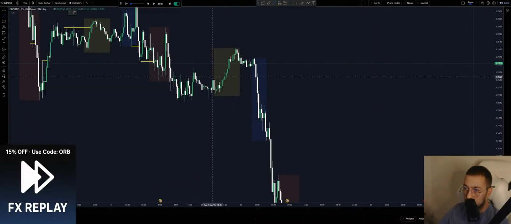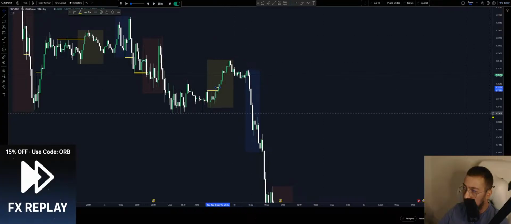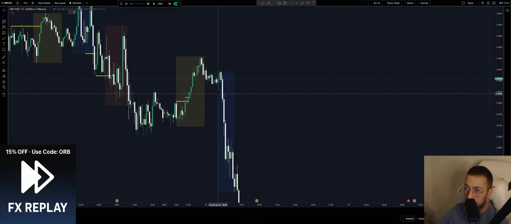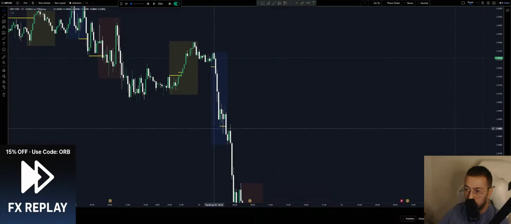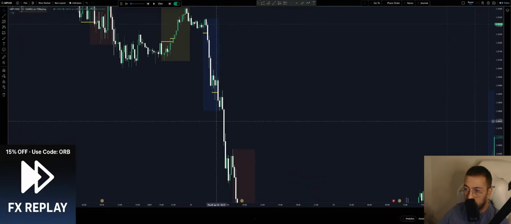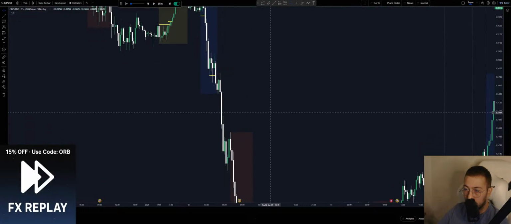See here you have a change of character. That's a swing, break of structure. We are bullish, and then here the price changes character. We are still bullish until we have a break of structure to the downside, which we had here. The first internal swing, which is this one. So here we'll be looking for a bearish entry.